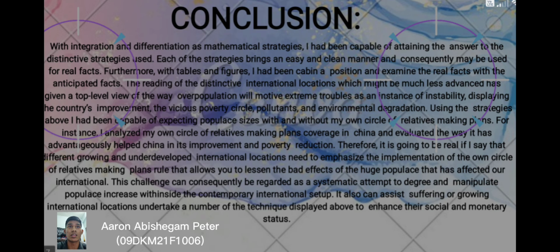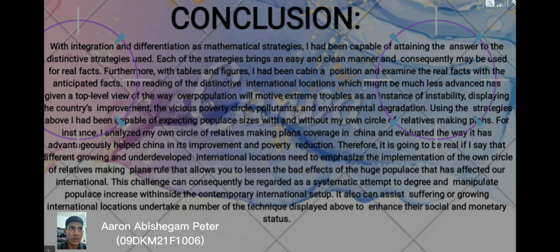So the reading of the distinctive countries, which might be less developed, gives an overview of how overpopulation will cause extreme troubles, for instance instability, showing the country's development, the vicious poverty circle and pollution, and also environmental degradation, which is also like pollution and all kinds of things that human beings normally do in the world.